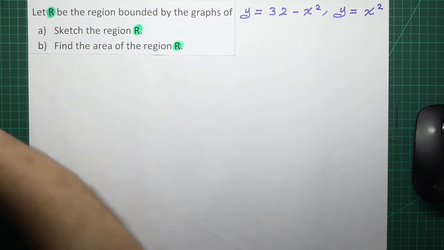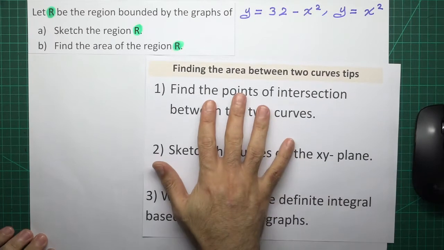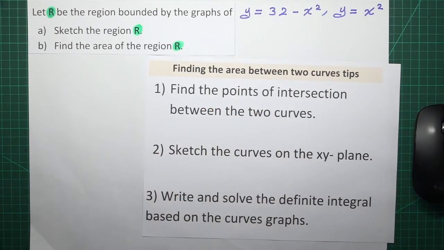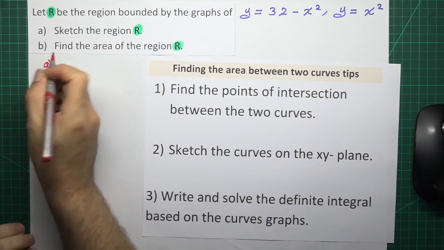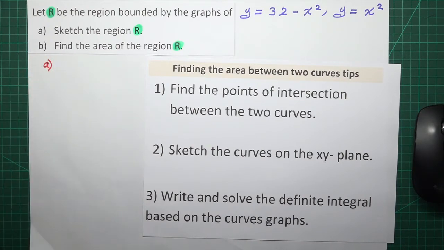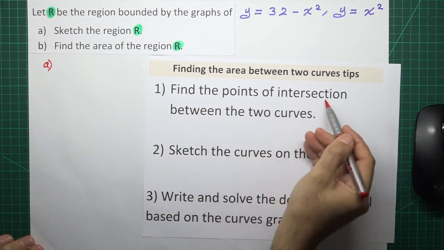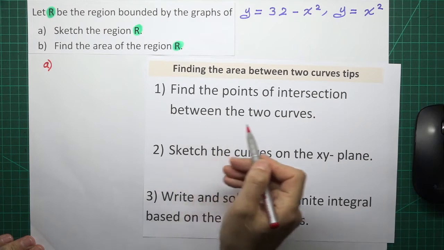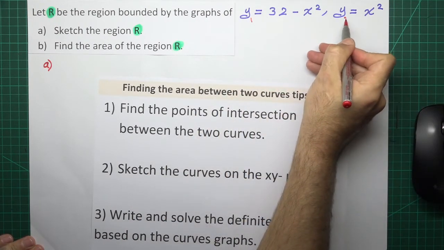Of course, in the previous video I explained that I have these tips on how to solve this sort of problems. We will start with A, how to sketch this region. Find the points of intersection between the two curves. I will call this y1 and this y2.